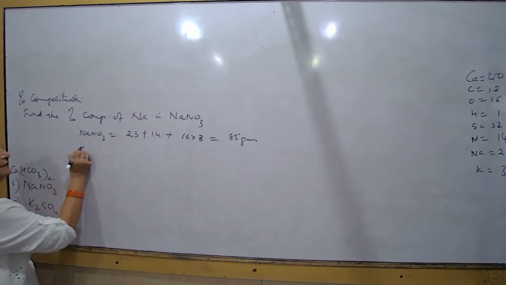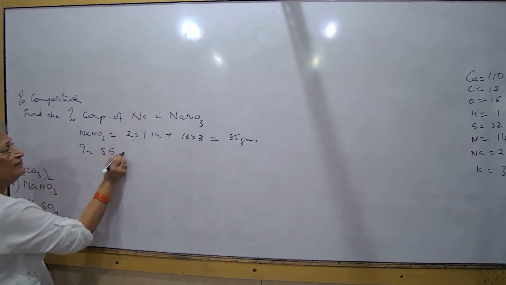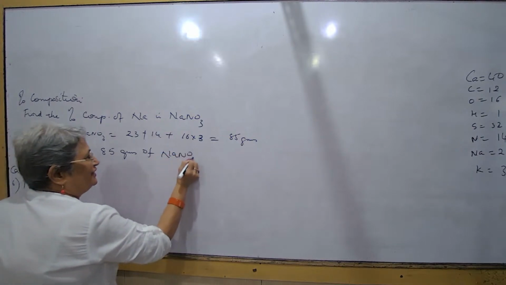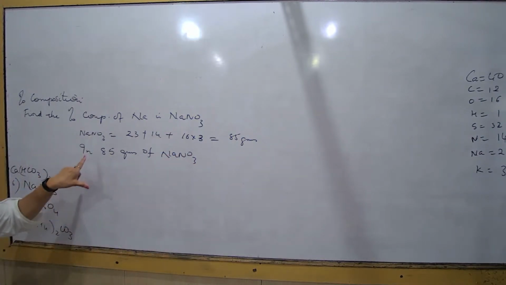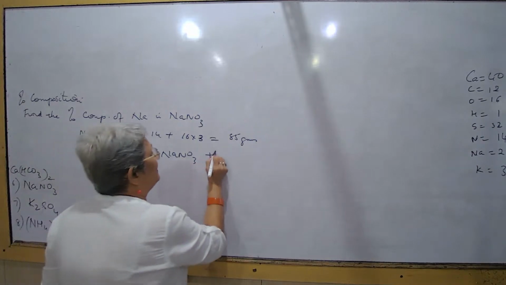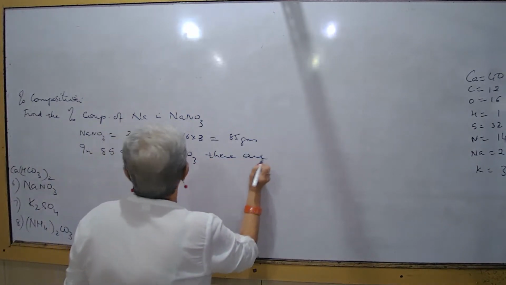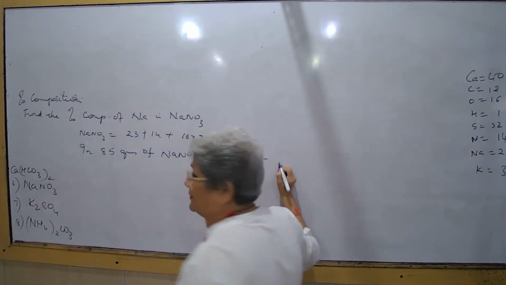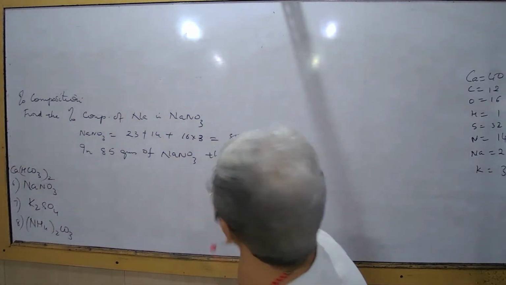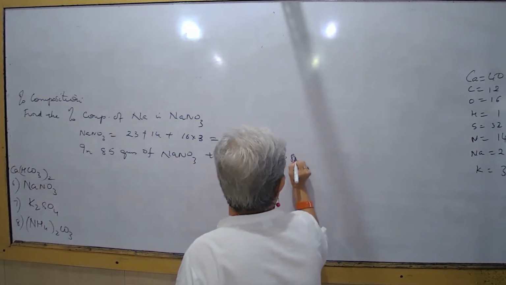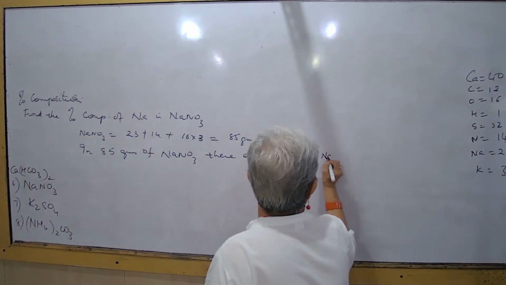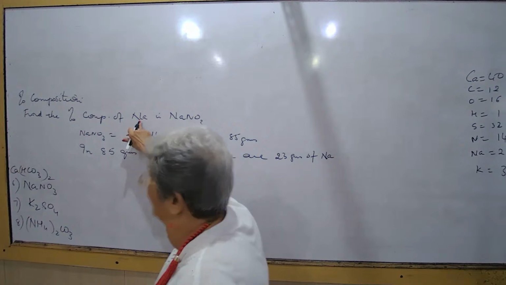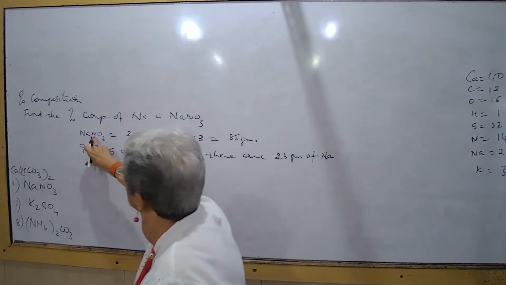So in 85 grams of sodium nitrate, how many grams of sodium are there? There are 23 grams of sodium. Why am I talking about sodium? Because sodium is asked. Okay? If they ask you nitrogen, then you talk about only nitrogen.